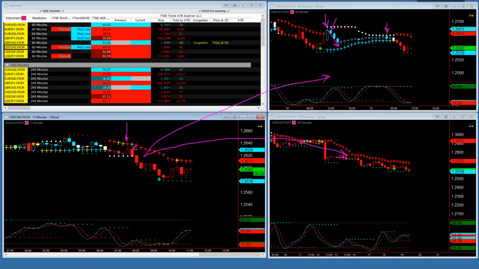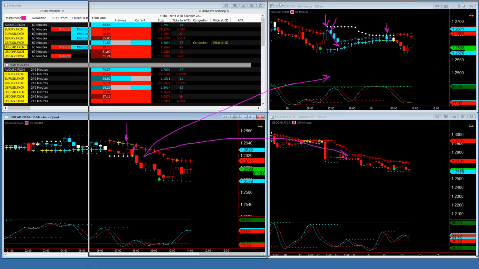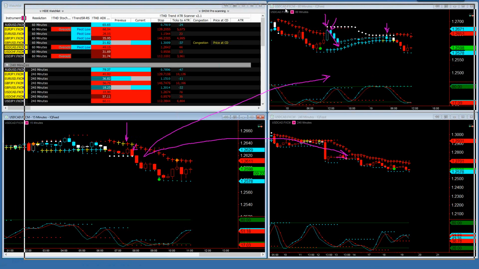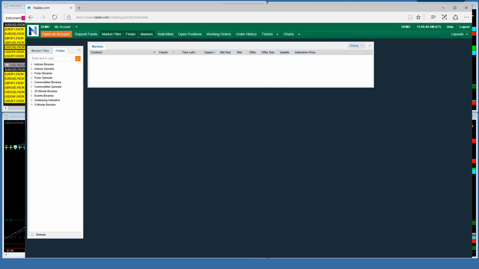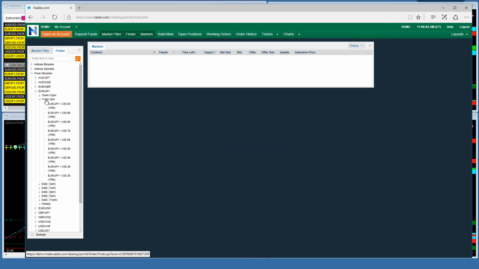All right, now let's bring up Nadex for a moment, and let's look at the euro yen. Now you can do this with Nadex, okay? Just like what I do. The only difference is I'm monitoring multiple streams over here. In Nadex, we're going to do one currency, okay? So let's bring up the euro yen, and let's go out until 1 o'clock.